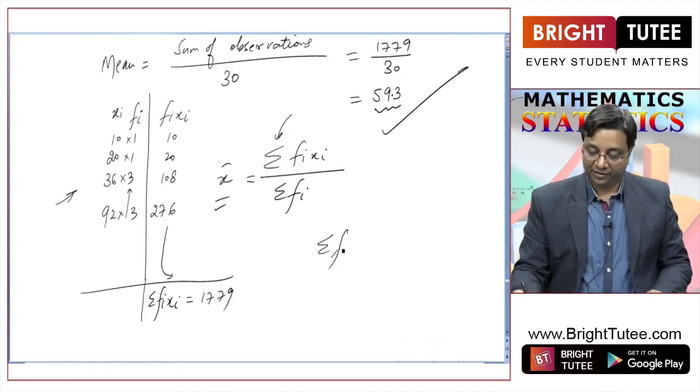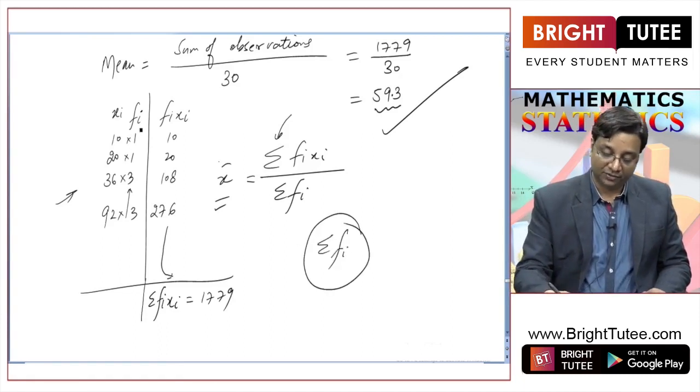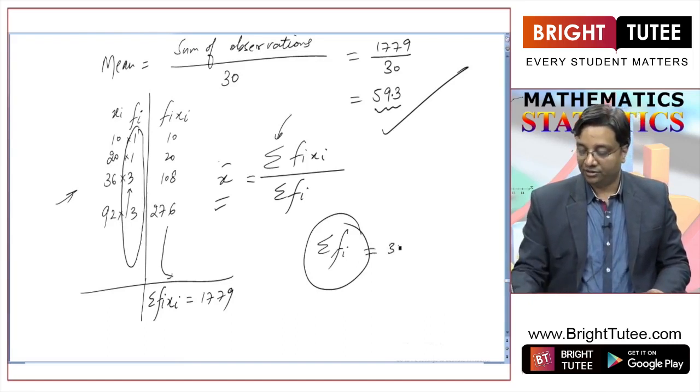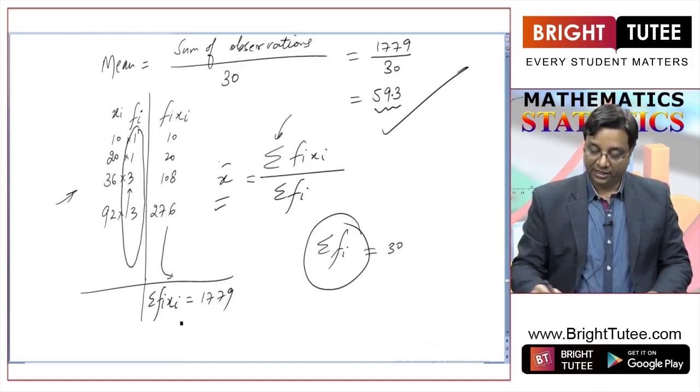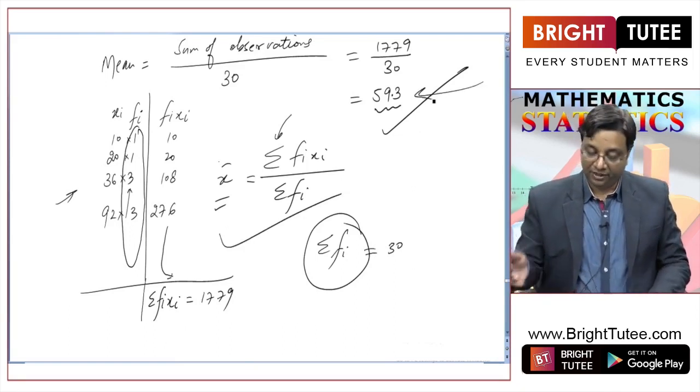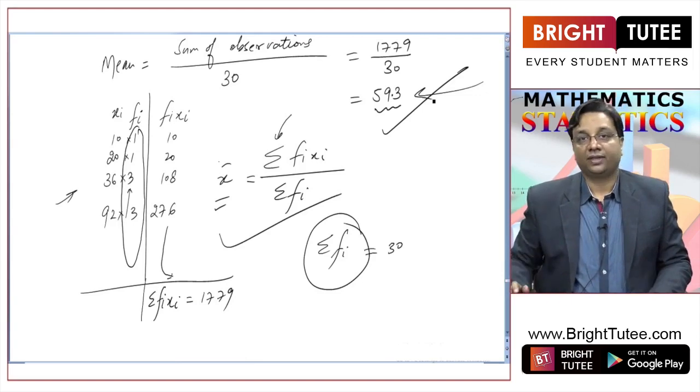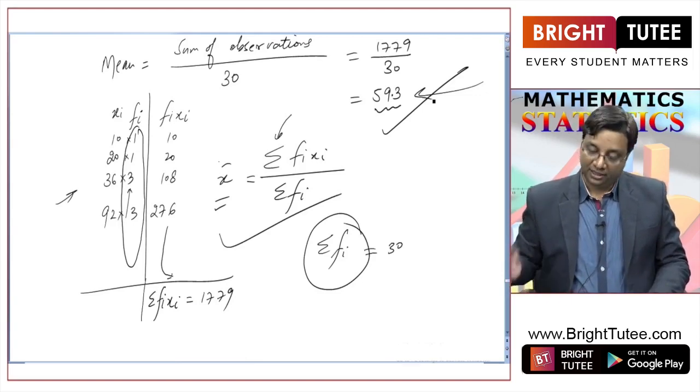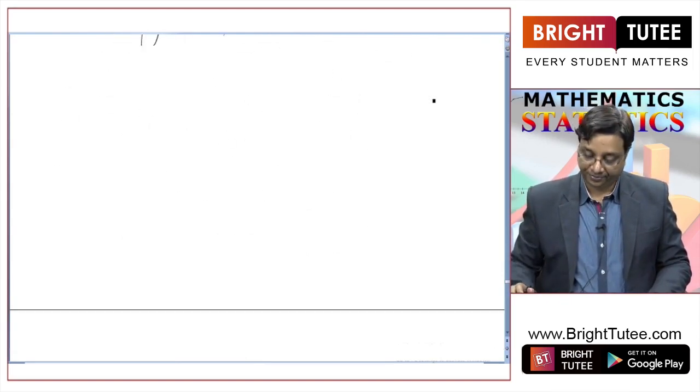And what is sigma Fi? It is the number of observations. You will add these frequencies and you will get 30 as your number of observations. So again, this formula will give you the same mean. Okay, we will use this formula in the next question that we have, and it will be clear to you.